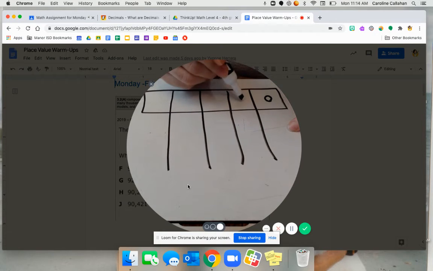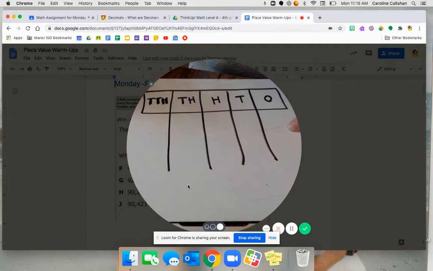The next place value is a T for tens. Next is an H for hundreds. And then I always put TH for thousands so that I know that it is thousands, not tens, okay? So I have ones, tens, hundreds, thousands, and then I have 10,000. So I put TTH, so I know that it is the 10,000s place.